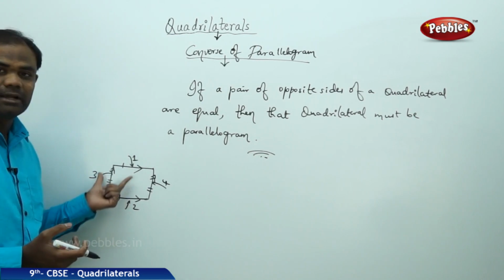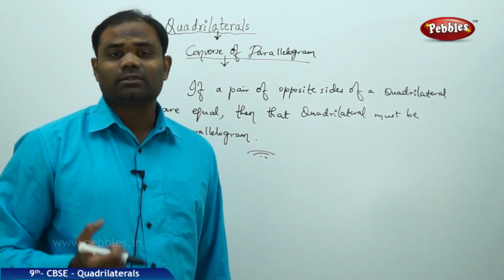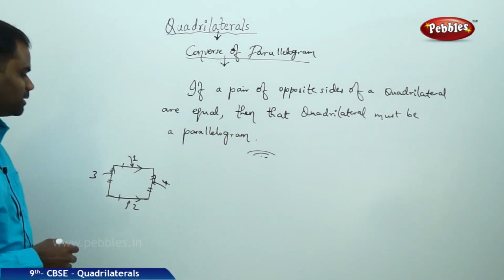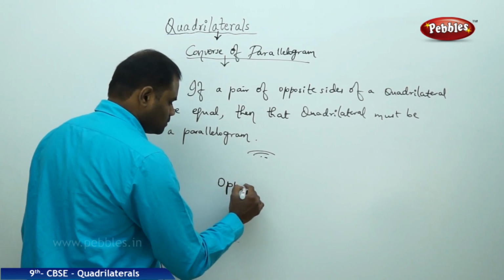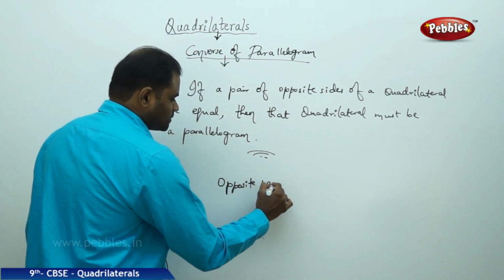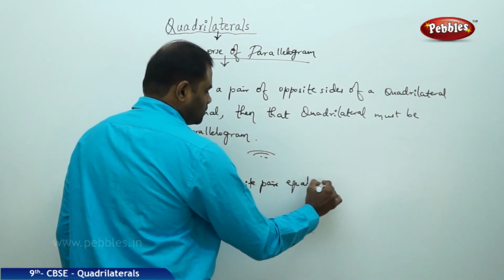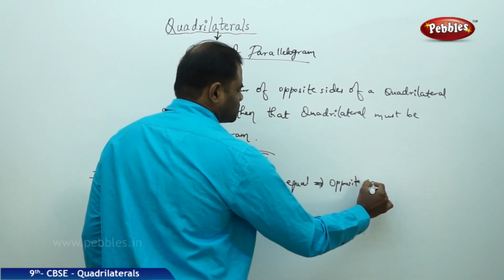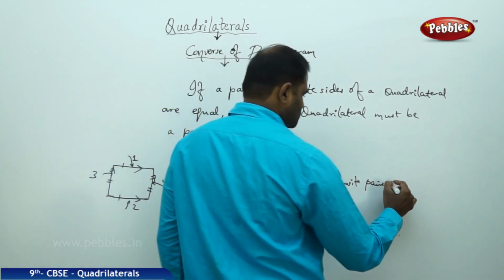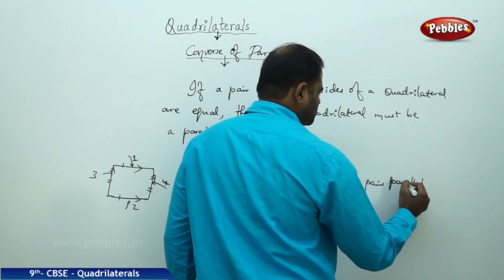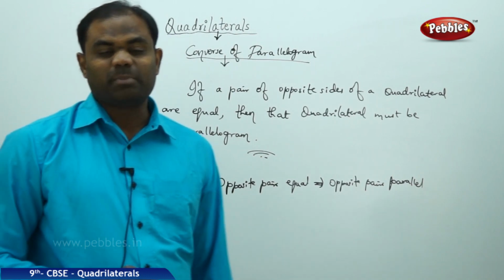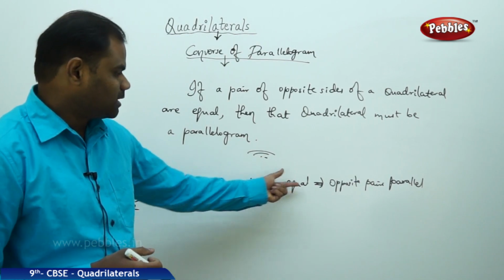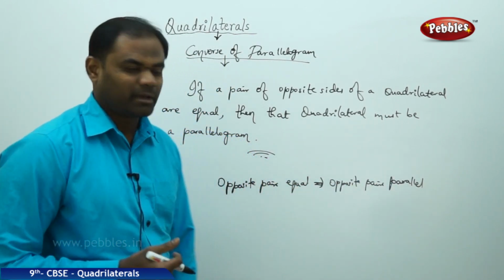So the parallelity derived from equal lengths is how the learning outcome comes out. Therefore, in this case, opposite pairs equal implies opposite pairs parallel. So equality implies parallelity and parallelity implies equality. So opposite pairs equal implies opposite pairs parallel.